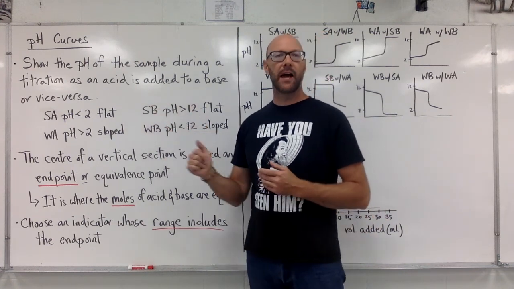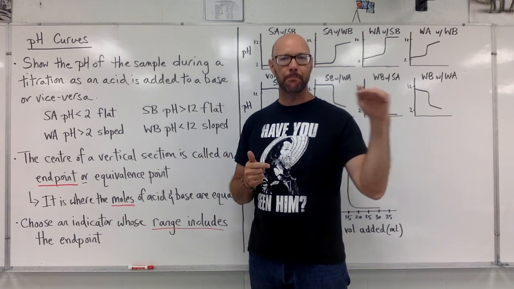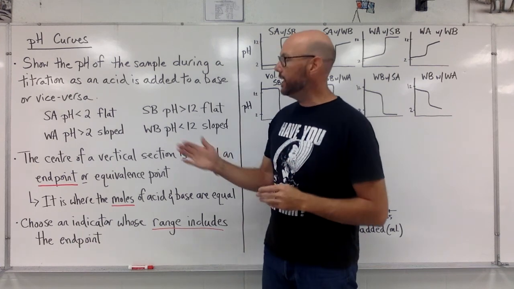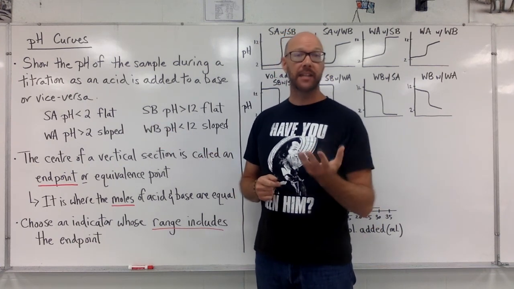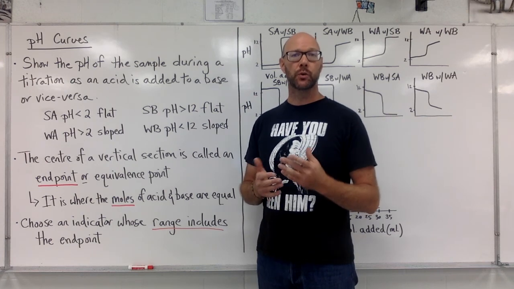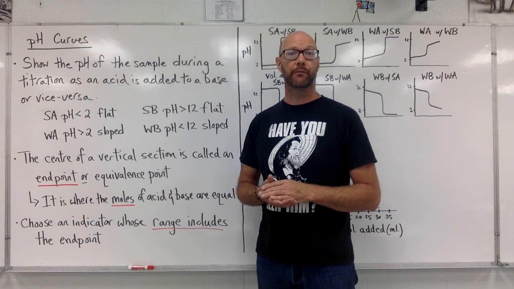Strong acids are going to have a pH less than 2, and they're going to always match up with a really flat part of the graph. A weak acid is going to have a pH greater than 2, still below 7. It's an acid after all, but greater than 2. And there's going to be an incline, a sloped shape to the graph.